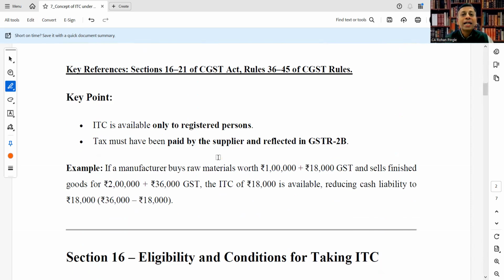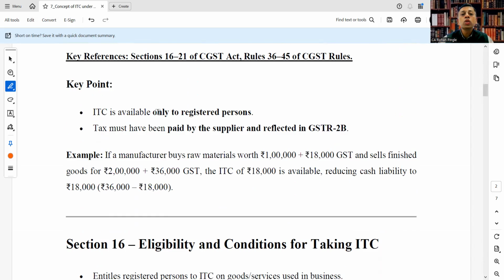What are the key points? ITC is available only to a registered person. Only to a registered person. Tax must have been paid by the supplier and reflected in GSTR-2B. Here 'and' is used. Okay, so both conditions need to be fulfilled before claiming ITC. What is it? Tax must be paid by the supplier and reflected in GSTR-2B. Then only you can rightfully claim that particular ITC.